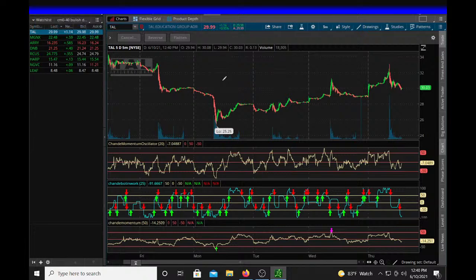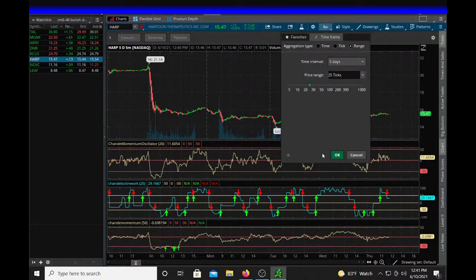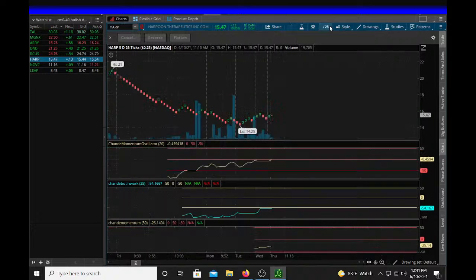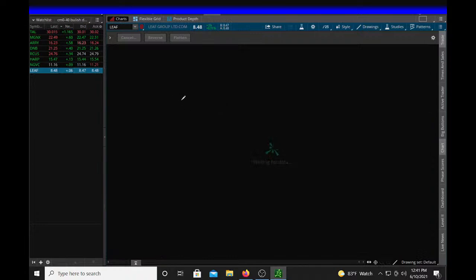NGVC. HARP. Okay. Now, let's switch over to Renko just to see what we can find. Very good. A low. That didn't look so great.